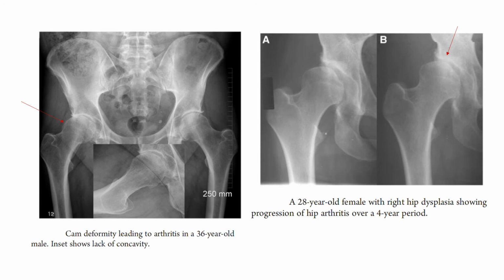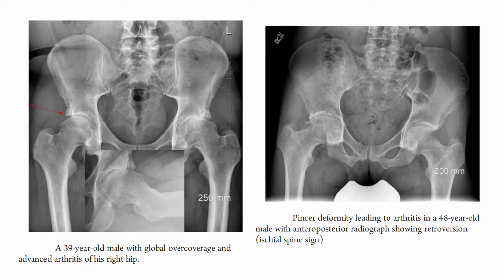These are examples of x-rays from those two hip morphologies. We see a CAM lesion here, and this is a late pincer deformity and hip dysplasia, which obviously progresses quite rapidly to hip osteoarthritis even when they're quite young. This is a better example of global overcoverage and a pincer deformity, and we also see it here as well.